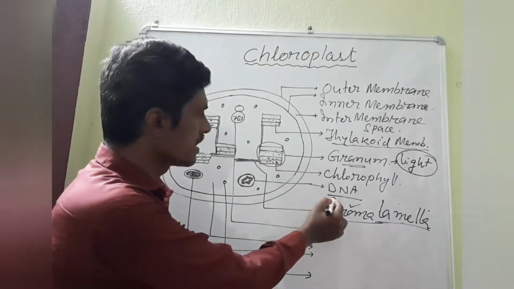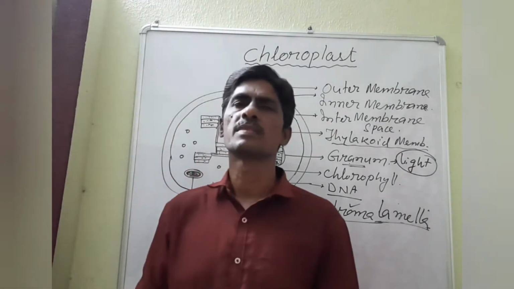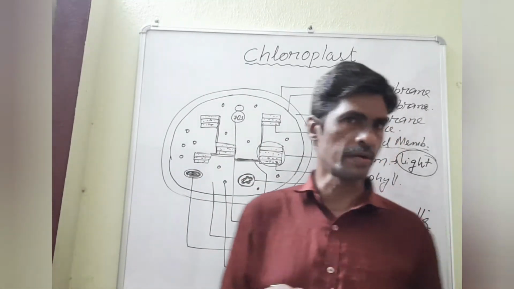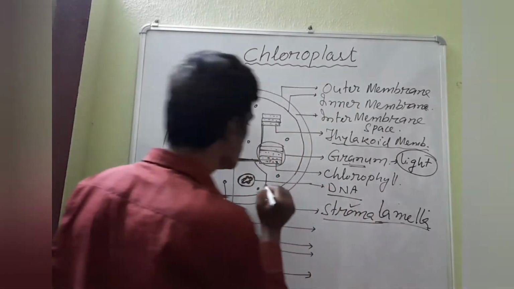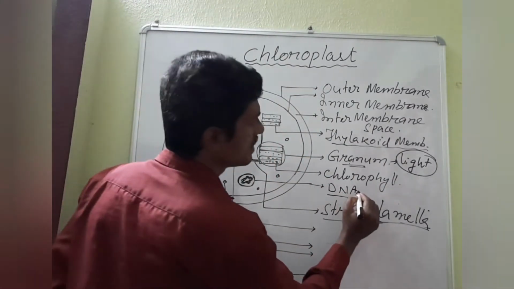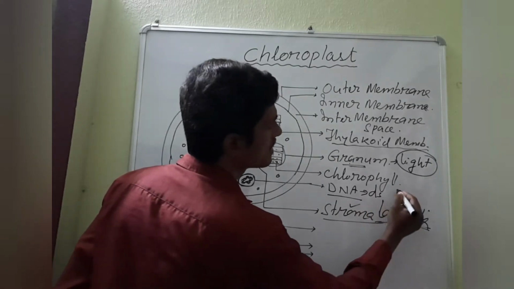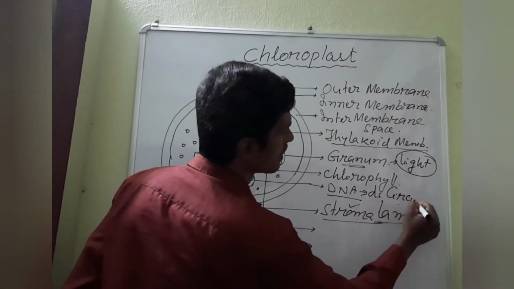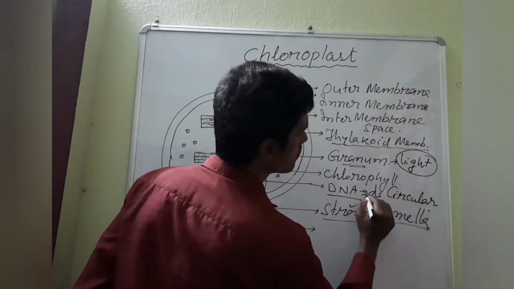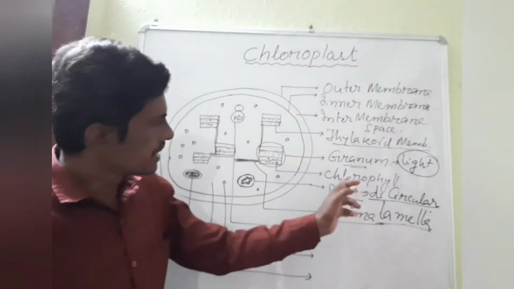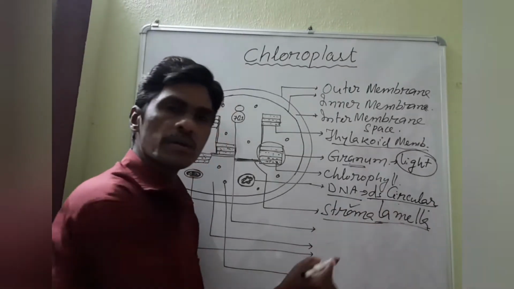So now see that DNA. Which type of DNA is there? DNA is of two types. One is called linear DNA, another is called circular DNA. In this chloroplast, this DNA is double stranded. DS means double stranded circular. Remember this point: the DNA present in chloroplast is double stranded circular DNA.